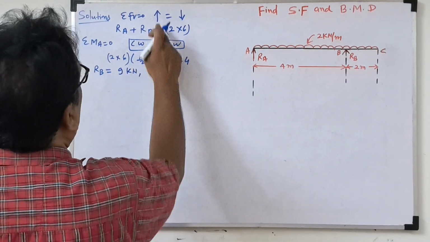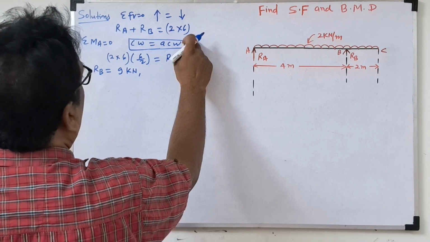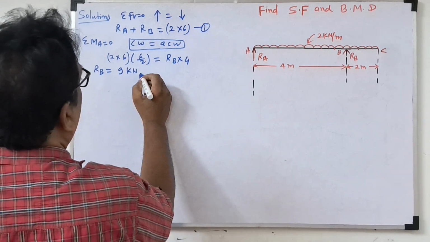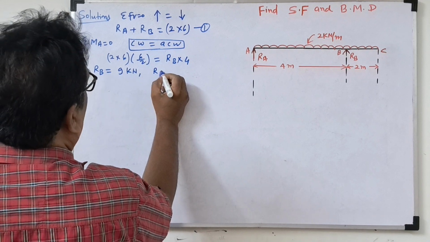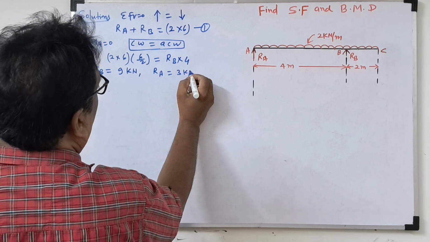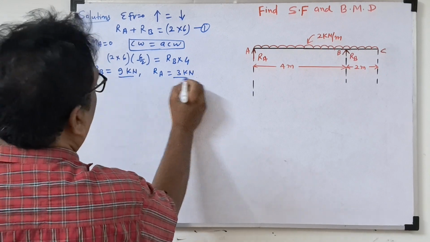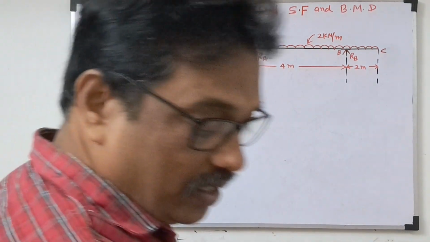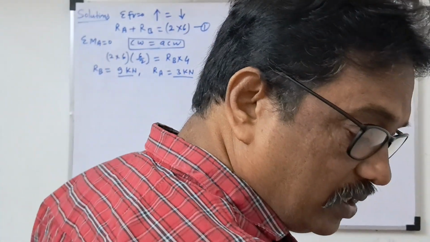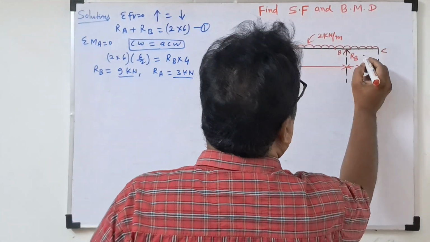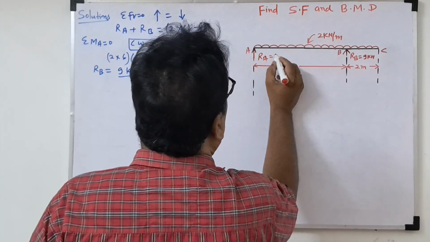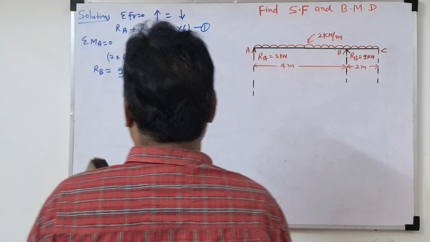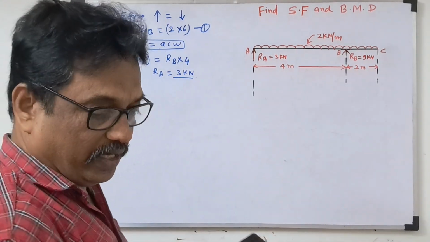Now RB will be substituted in this equation, you can call it equation number 1. So substituting RB in equation number 1, 12 minus 9 is 3. So RA is equal to 3 kilonewton. Now we know the support reactions RA and RB. RA is equal to 3 kilonewton, RB is equal to 9 kilonewton. So we'll write 9 kilonewton and RA is equal to 3 kilonewton. Okay, now we'll go to the bending moment diagram calculation.